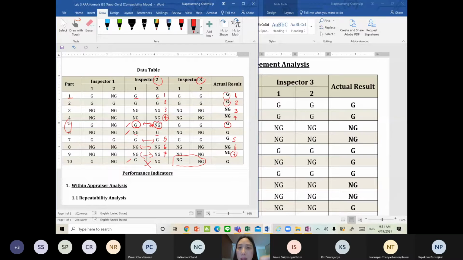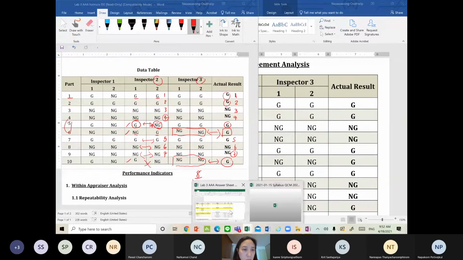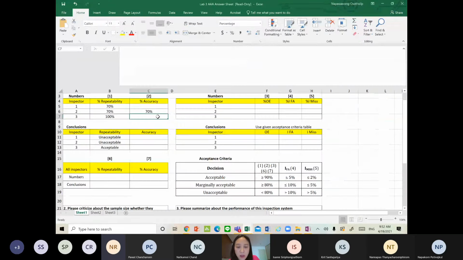So all the parts are consistent and correct except for this one, right? Not part number 10, consistent but not correct. And also this part, right? Consistent but not correct. And if you take a look at other parts, they are consistent and correct. So 8 out of 10, which is 80%. And then you can write it down, and thus, 80%.